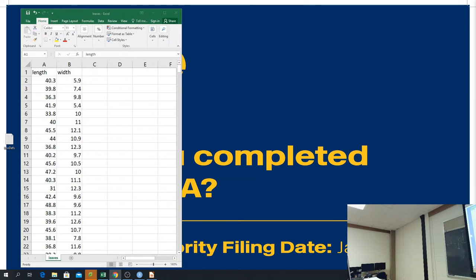Leaves.x, that's a data frame. What vector are we going to use? Leaves.x is a data frame, so what is in leaves.x? Length, right? So use your dollar sign. You can do that.